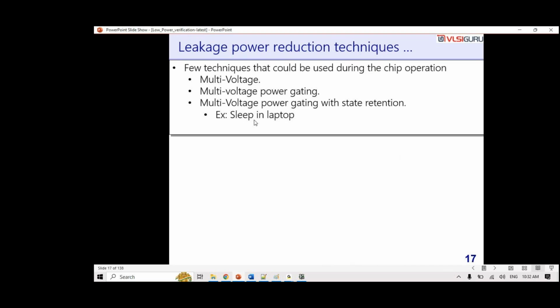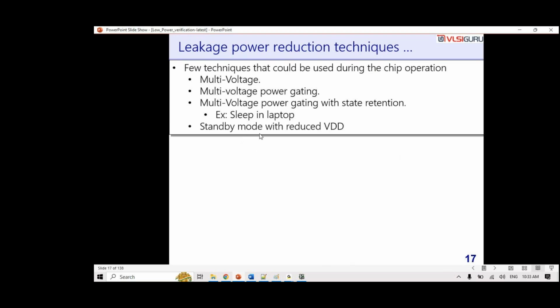What is happening is that whatever important information I'm currently working on gets saved into some retention logic. That retention logic will be present in an always on domain. In every chip there will be something called the always on domain. Because the always on domain has that state information saved, whenever I apply power, whenever I open my laptop, those values will be restored from the always on domain into the blocks that were working, and that is how they are able to come out quickly.